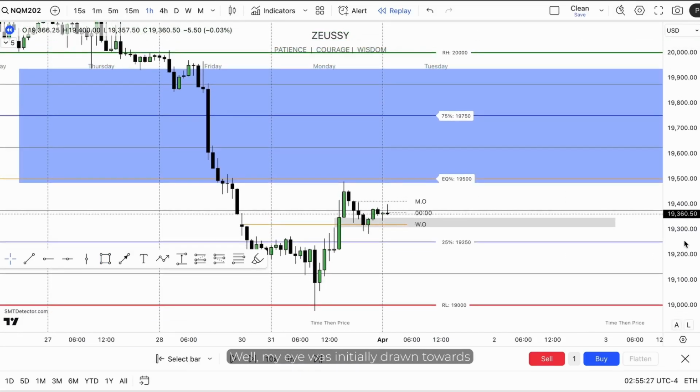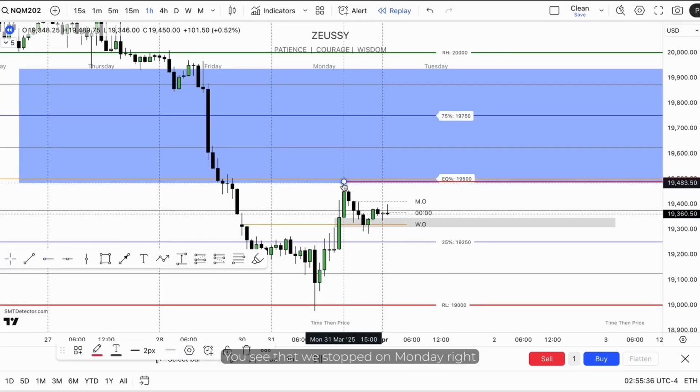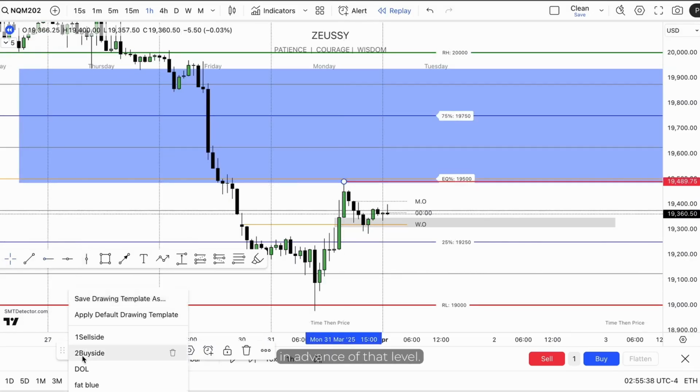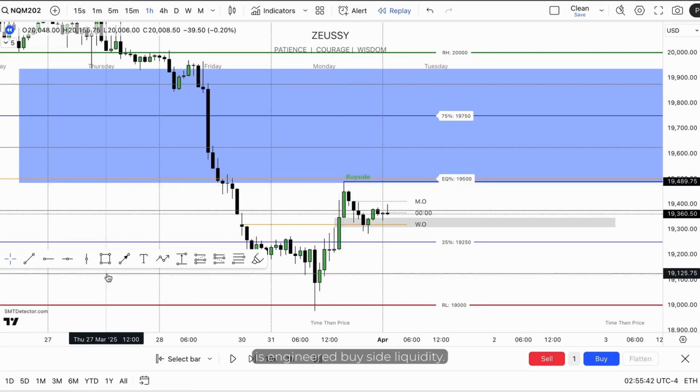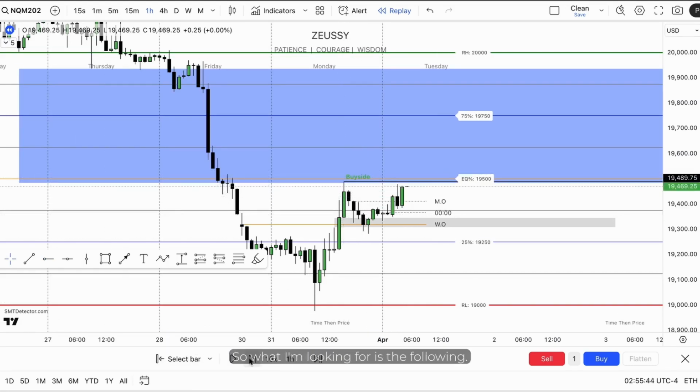What was my eye drawn towards? Well, my eye was initially drawn towards the 90,500 price level right here. And the reason why is because what do you see? You see that we stopped on Monday right in advance of that level. And therefore this is engineered buy-side liquidity. So what I'm looking for is the market to expand towards that level.